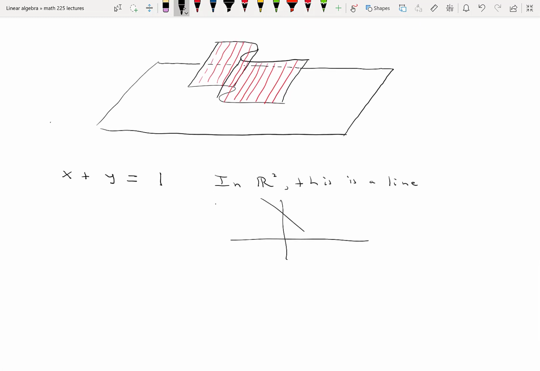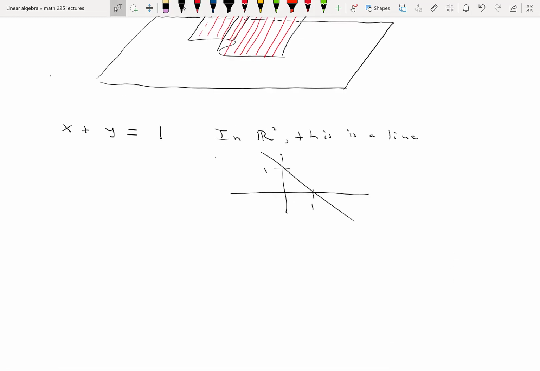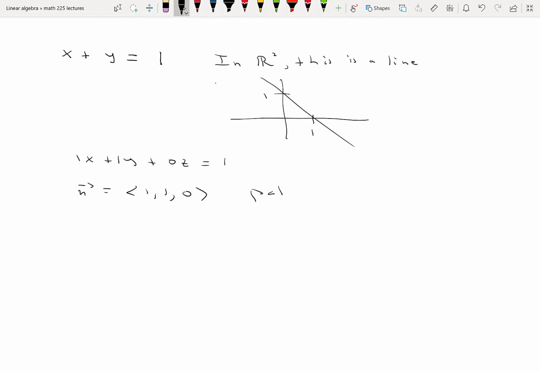It's the line that passes through y equals 1 as the y-intercept and x equals 1 as the x-intercept. Okay. In R3, this is something that we looked at in the last section. This is a plane. Okay, we know a lot more about this plane. We know a normal vector and everything else. It's a plane. You could write this as x plus y plus 0z equals 1. You could write coefficients of x and y. You have a normal vector of 1, 1, 0, etc. This is a plane. It was a plane in R3.